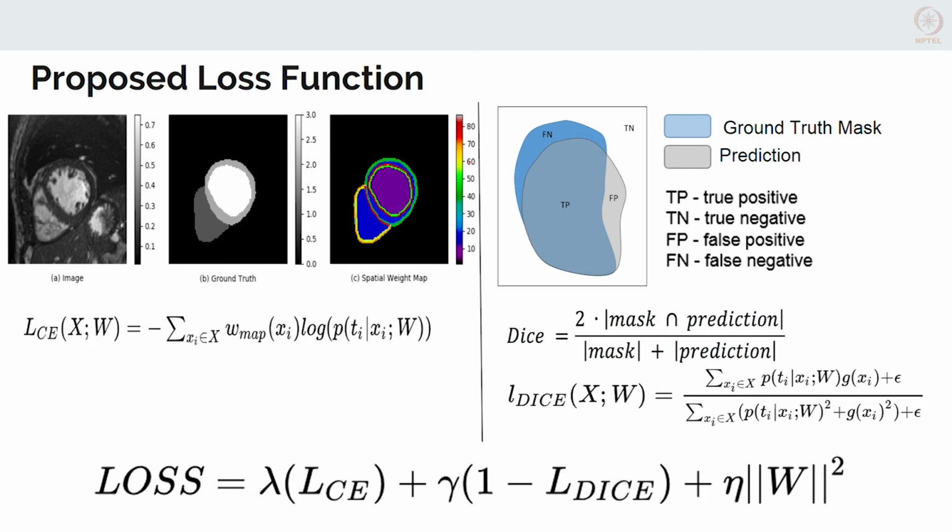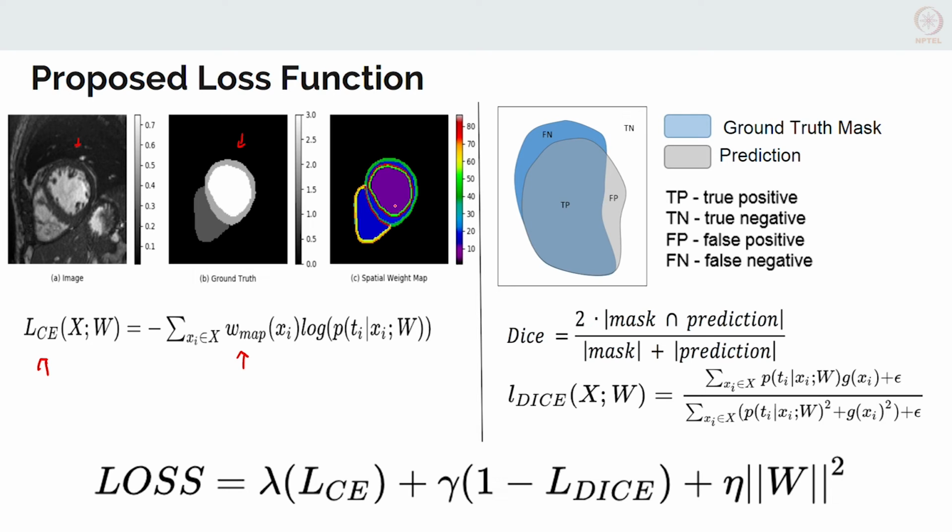The second aspect of the neural network is the loss function. So, we do the usual cross entropy loss function, since we have about 3 classes, but it is weighted. The weight is obtained from the ground truth. So, for every image there is a corresponding ground truth here. As you can see, some of the rarer classes are weighted more than the classes that occur more frequently.